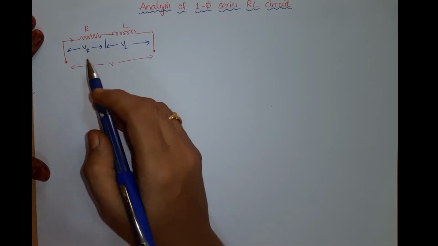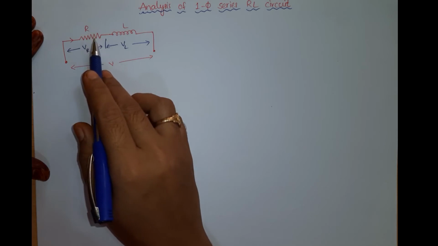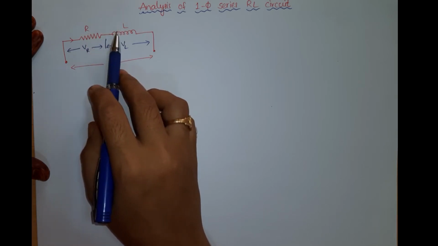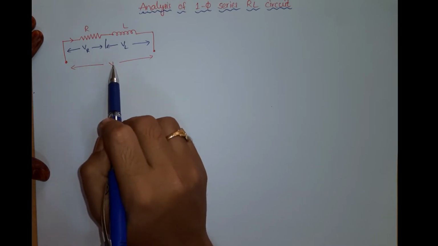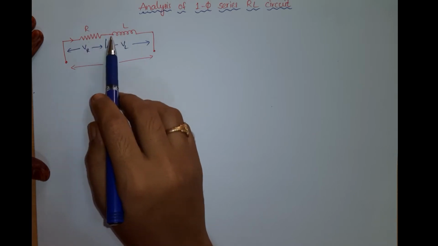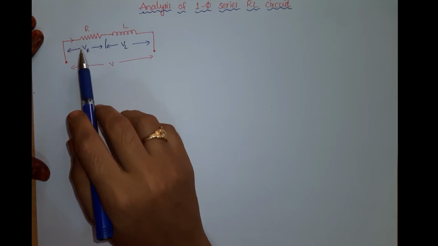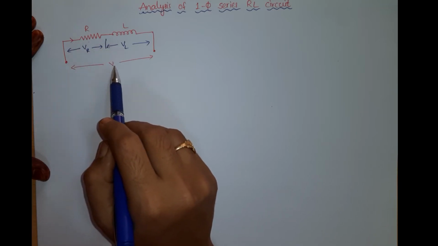So here I have taken a circuit consisting of a resistor R and an inductor connected in series with one another, with supplied voltage V. As the resistor and inductor are connected in series, there will be a voltage division between these two, the sum of which contributes to the total supplied voltage V.